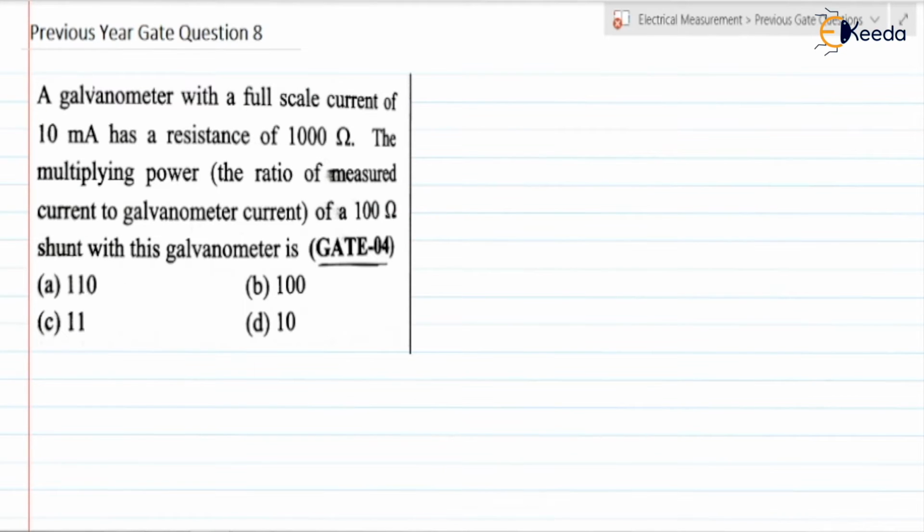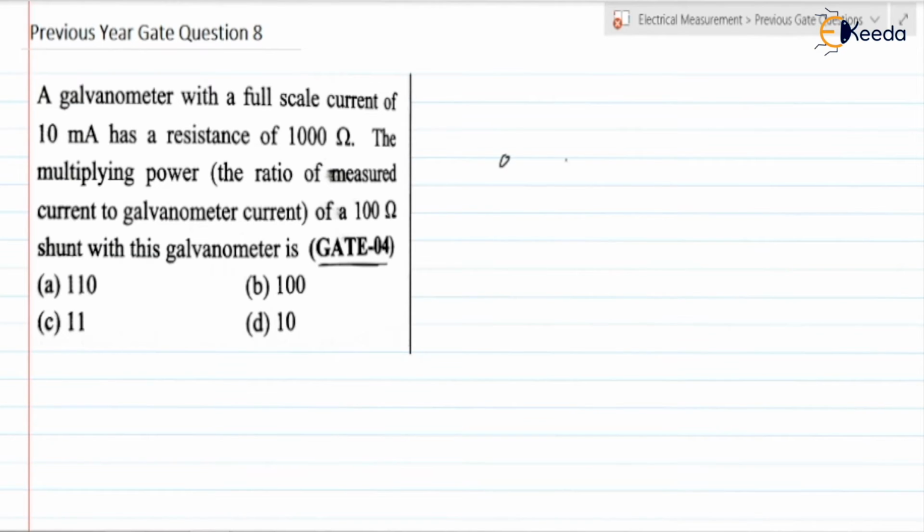Previous year GATE question number 8. Let us read the question. A galvanometer with a full scale current of 10 milliampere has a resistance of 1000 ohm. So the full scale current, that is the meter current, is given and the meter resistance is also given. The multiplying power, that is nothing but the ratio of measured current to galvanometer current, of a 100 ohm shunt with this galvanometer is, and they have given the four options.